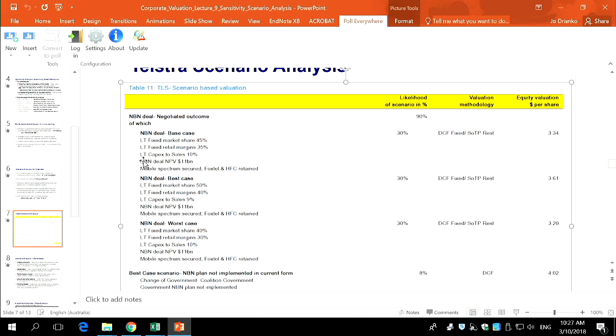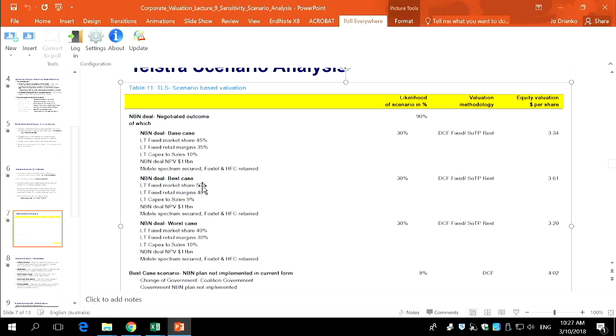So these are the key inputs that the analysts will be changing, basically. So based on the negotiation, this is sort of the division of the market share. Based on these divisions, the analysts got a share price of $3.34 for Telstra. Next, there's again a deal, but the market share split is a little bit different.